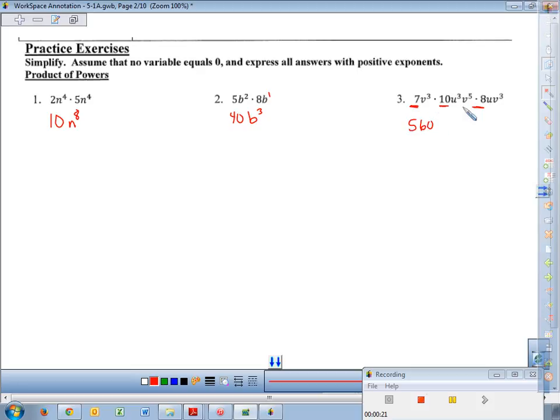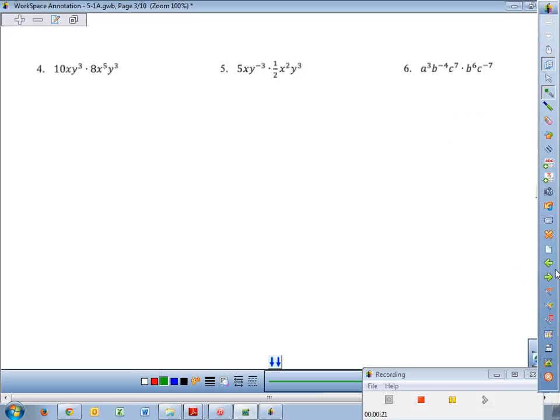Then you take u's times u's and v's times v's, and you want to try to keep them in alphabetical order. You see, there are no u's involved with this one, but there are some u's here. So we've got u cubed and u to the first right here. So we'll multiply those together and get u to the fourth, because we added the exponents together. Then we'll do that with our v's. We got v to the third and v to the fifth. Right now that's v to the eighth if you add them together, plus 3 more would be v to the 11th. Try to keep your variables in alphabetical order. That's the proper form to do so.